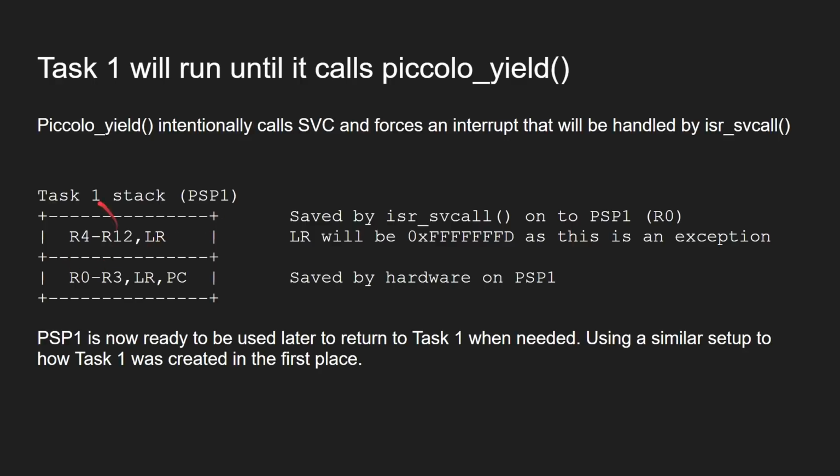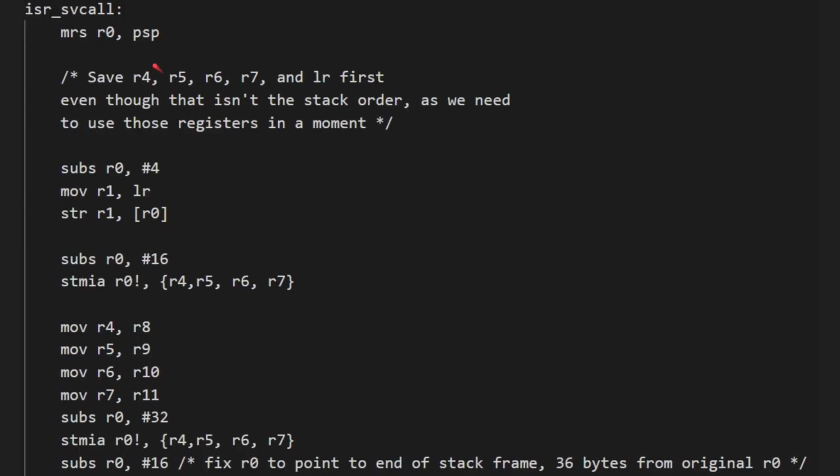This then forces, now of course you recognize this picture because we just created one of these ourselves when we created the task. And then ISR SV call actually saves R4 to R12 using exactly the same techniques as we've just looked at. And now once it's done that, the state of task 1 in the middle of flashing its LED has been saved. So let's look at the code.